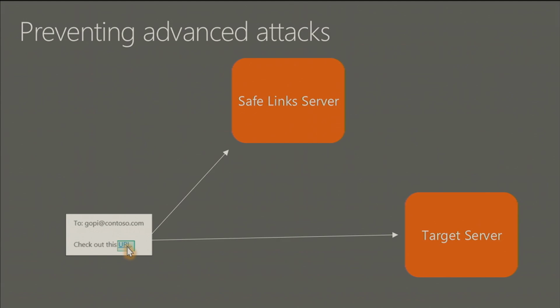Then we get updated reputation about that link, but it's too late because the email's already been delivered. But now we can get that latest absolute reputation at the time that the user clicks on the link, whether it's 20 minutes later, 2 years later, whether they forwarded the mail, doesn't matter. They'll still get that absolute last second reputation.